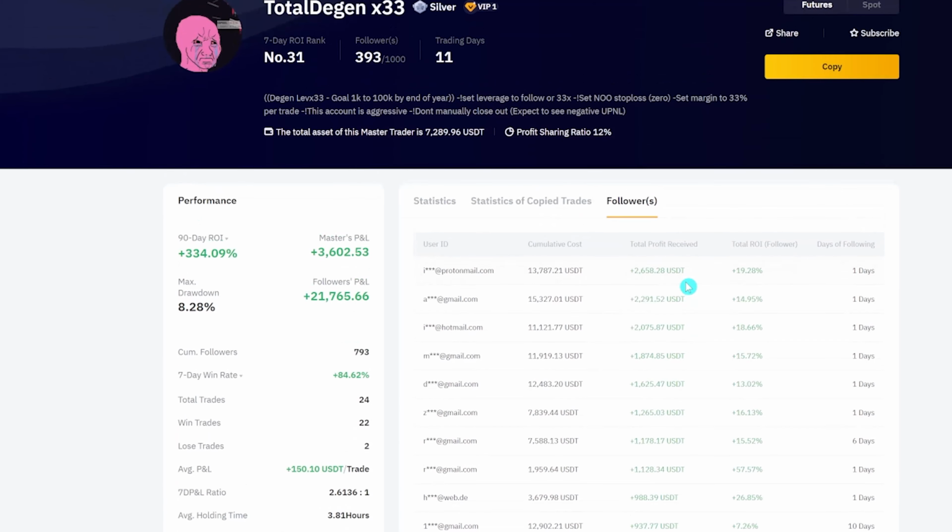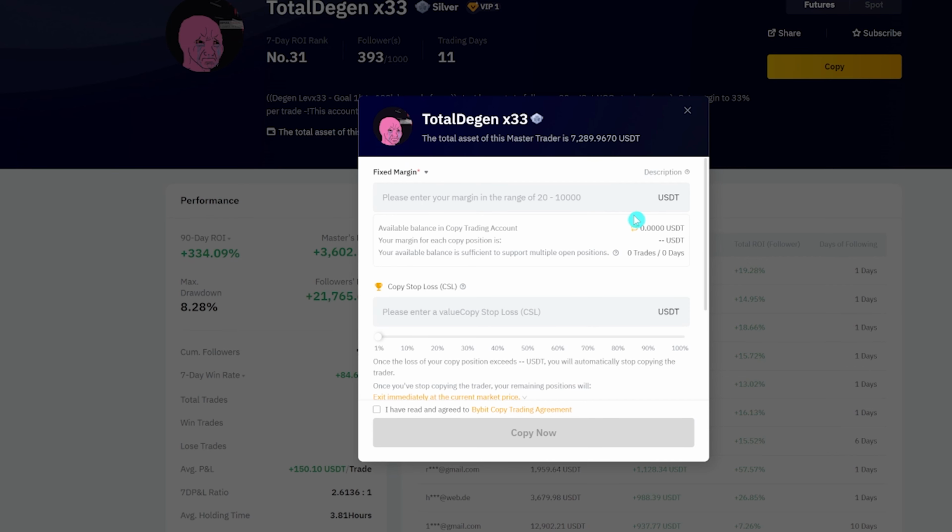That really looks promising. So if you want to copy this trader, you can go ahead and click on copy trading. So I'm going to go ahead and click on copy, and from here the first thing we want to do is to transfer the funds to our copy trading account.